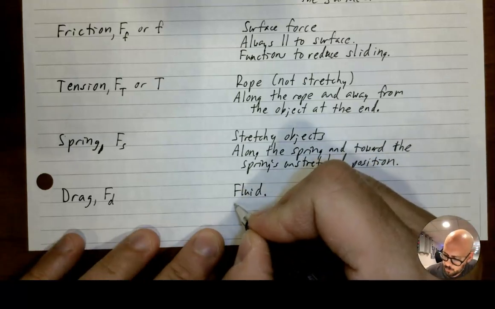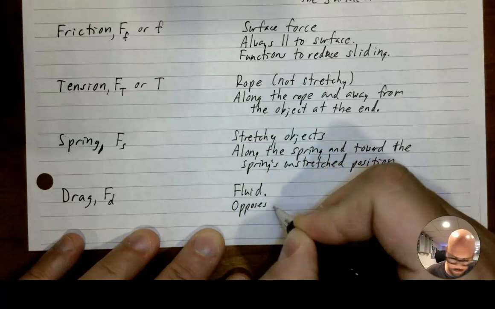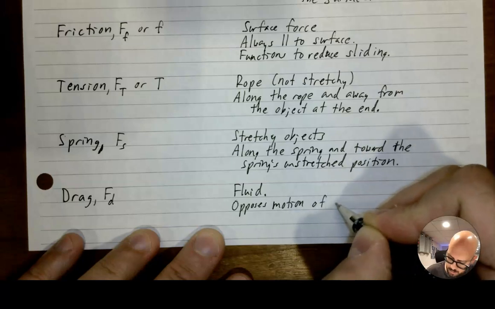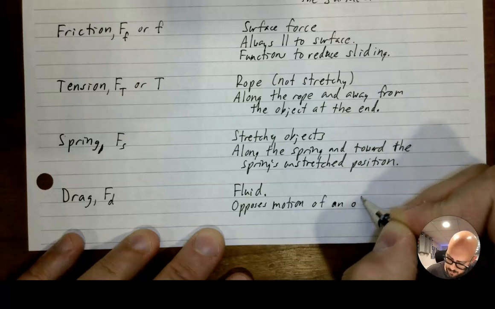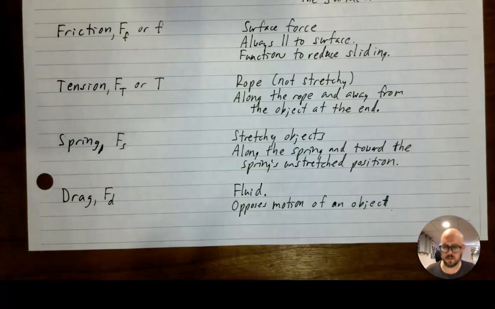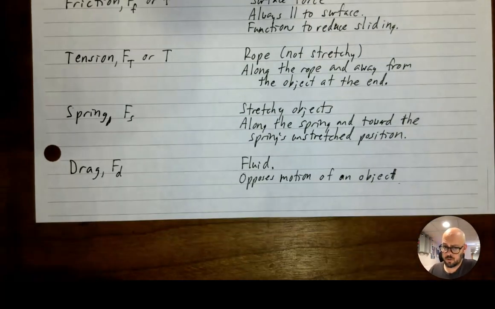So the rule for drag is it always opposes the motion of an object. Drag is a tricky one because as an object travels through the fluid, if the object changes direction, the force of drag changes with it. It's always pointed in the exact opposite direction that it's going. That was a very long video, so thank you for making it through.